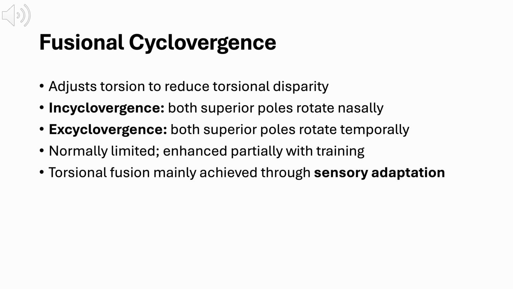As a result, the visual system relies heavily on sensory adaptation to maintain single vision, especially in patients with chronic torsional misalignment or long-standing strabismus. This helps explain why some patients tolerate torsional deviations surprisingly well, while others experience significant torsional diplopia with relatively small changes.